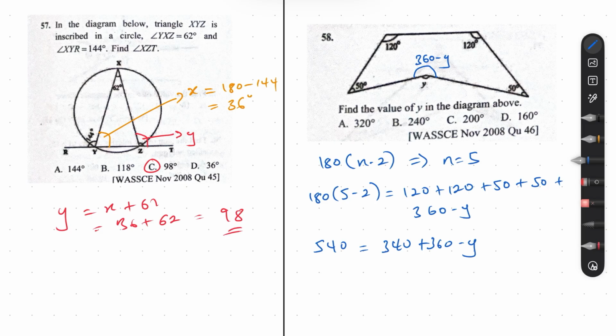When we rearrange, you have y to be equal to, this will be 700, right? 700 minus 540, which should give us 160, which is D. Cool.